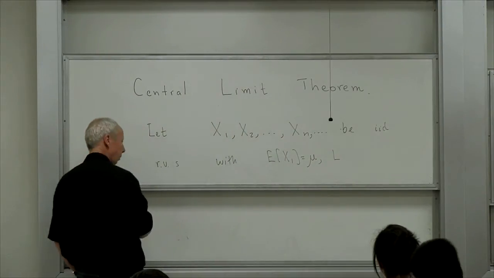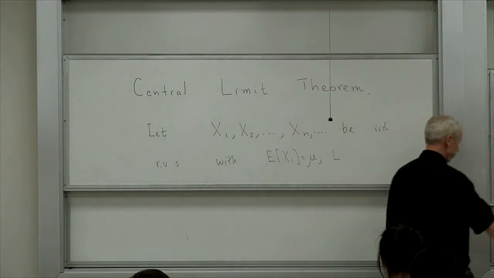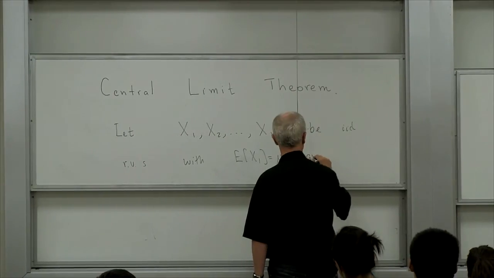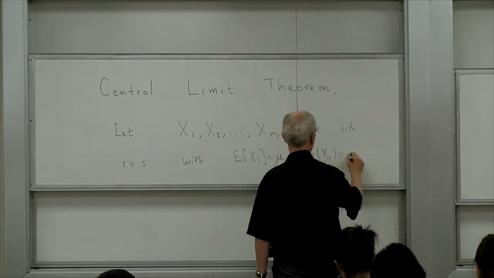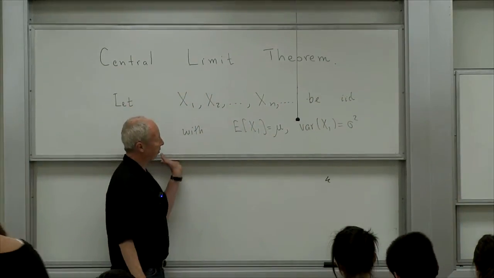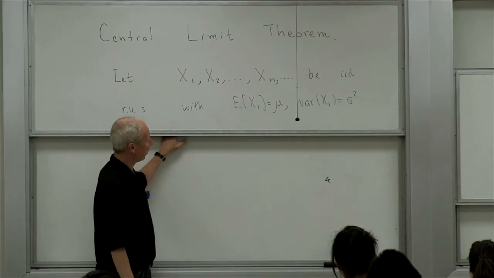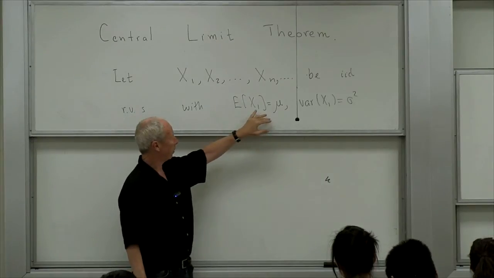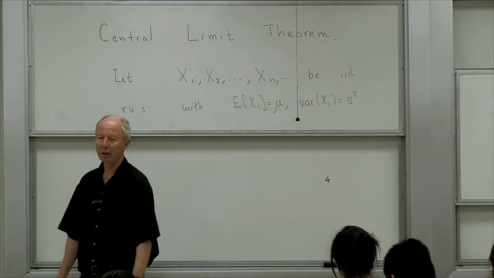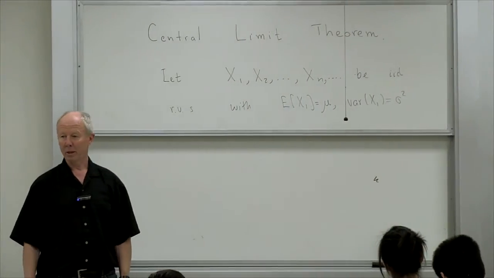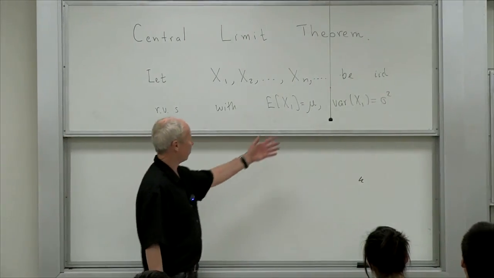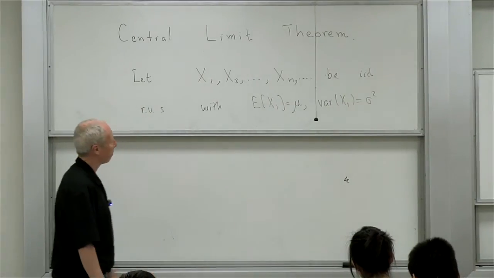Let's say they have mu as their mean and sigma squared as their variance. So I said the mean of X1 is mu and the variance of X1 is sigma squared. What about the mean and variance of X2? Because they have the same distribution, and the distribution determines the mean and variance, right?